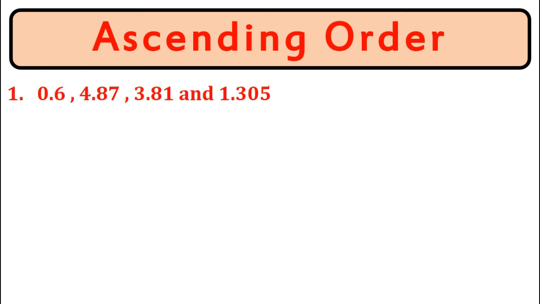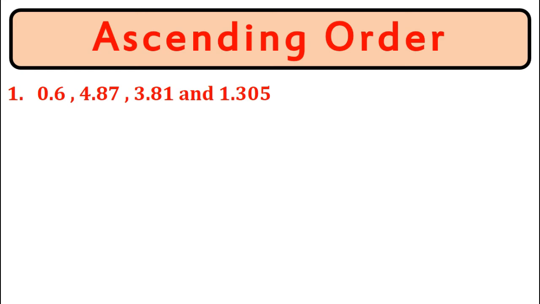Let us look at the first example, which has the decimal numbers 0.6, 4.87, 3.81 and 1.305. At first, we will look at the whole number parts, as we can clearly see that all the whole number parts are different. So finding out the ascending order of these set of given numbers is very easy. Ascending order means we will have to arrange from the smallest number to the greatest number.